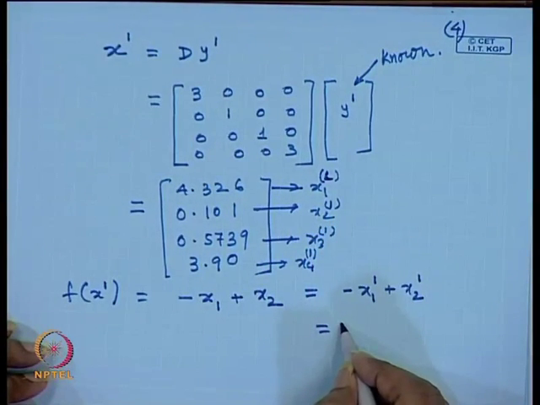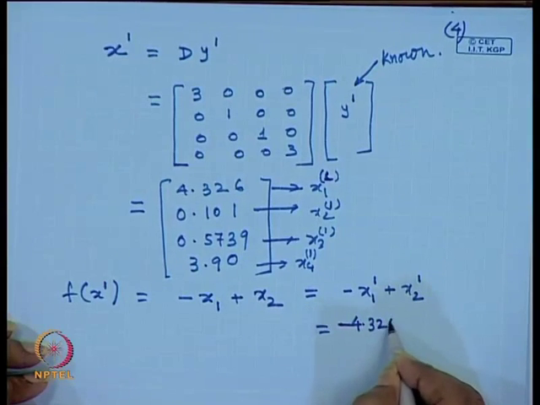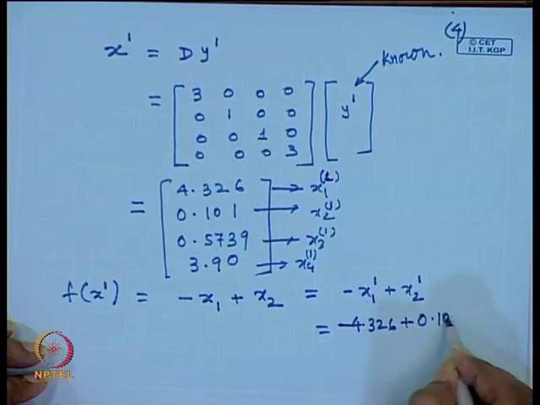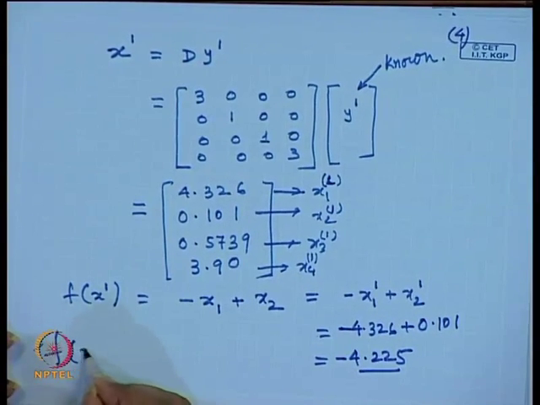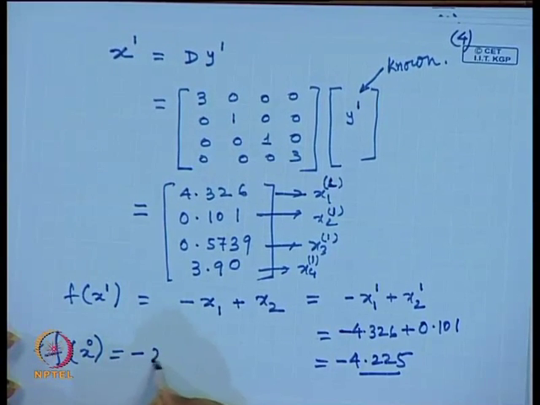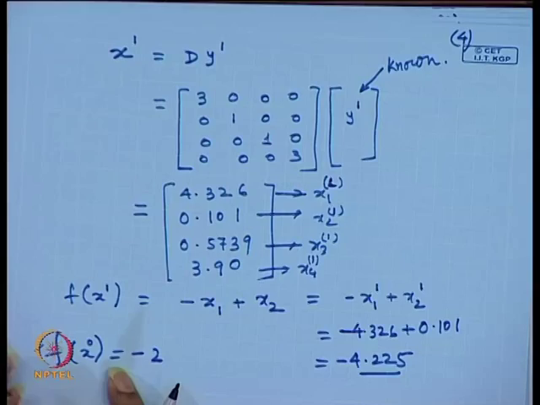If you put this value, this is minus 4.326 plus 0.101. So that value is minus 4.225, and previously, if you look at the expression at x of 0, that value was minus 2. So the function value has decreased from minus 2 to minus 4.225. That means with the choice of the descent direction, we were able to reduce the function value from minus 2 to this. And you have to repeat this process, because we have not reached the optimal value yet.